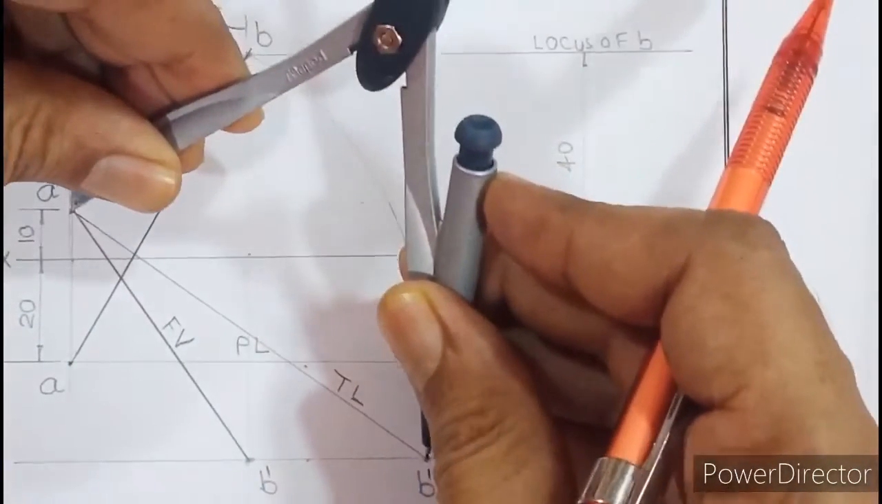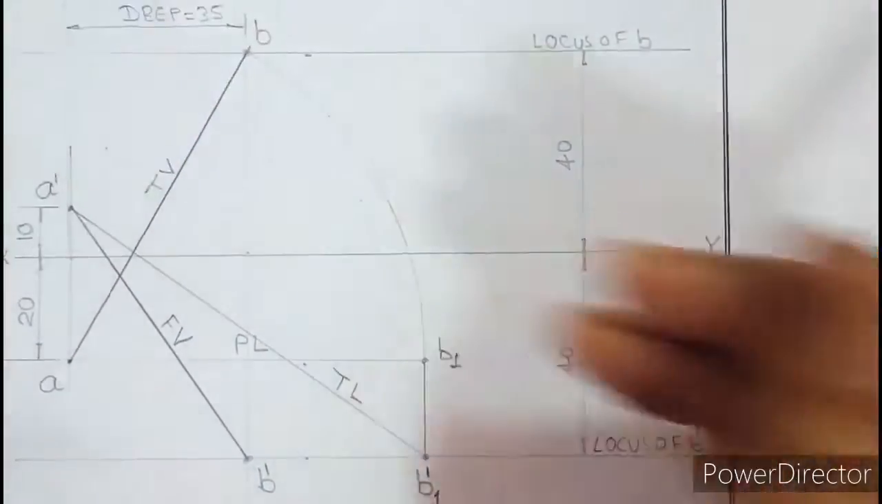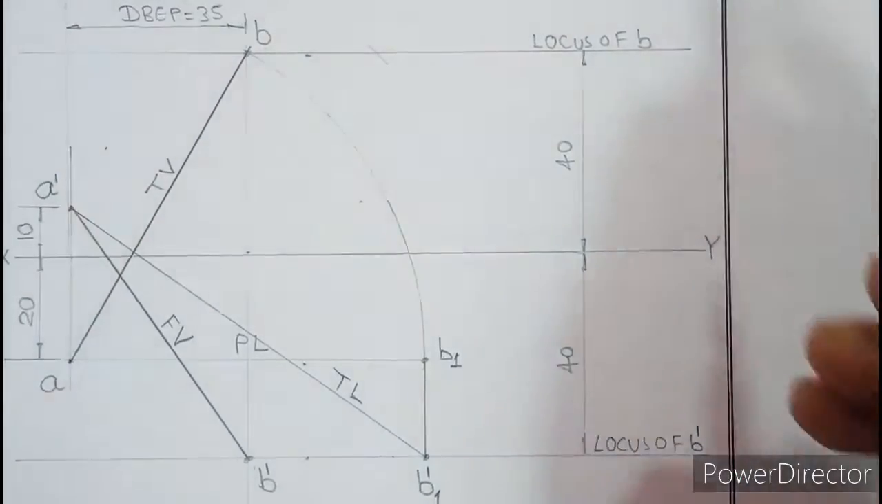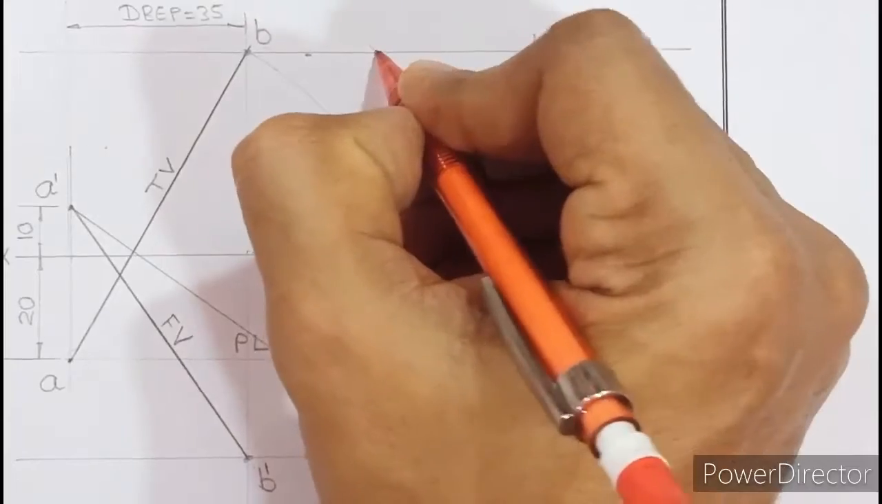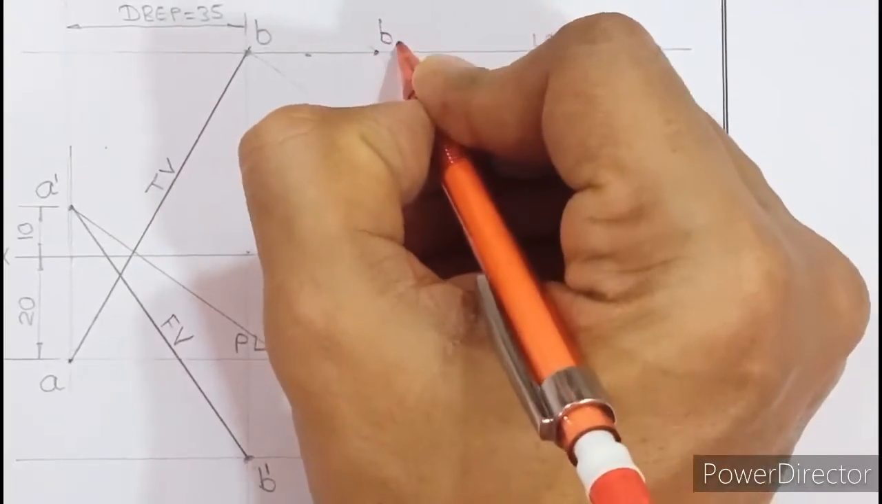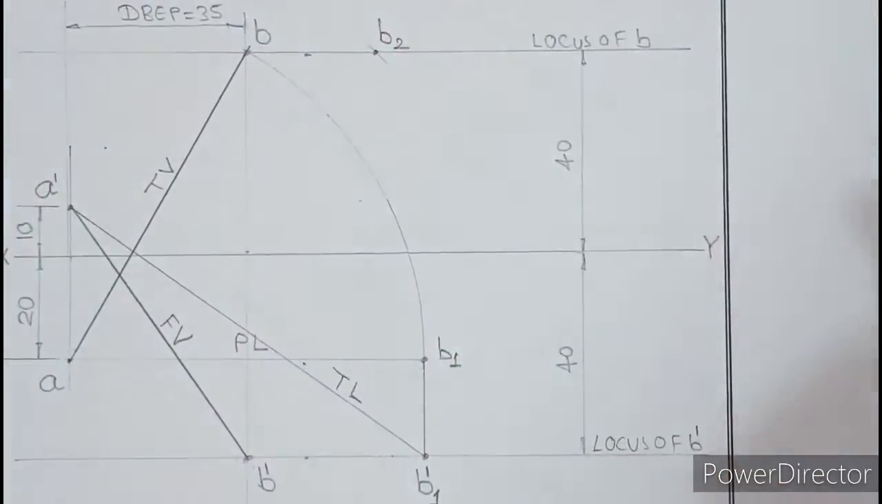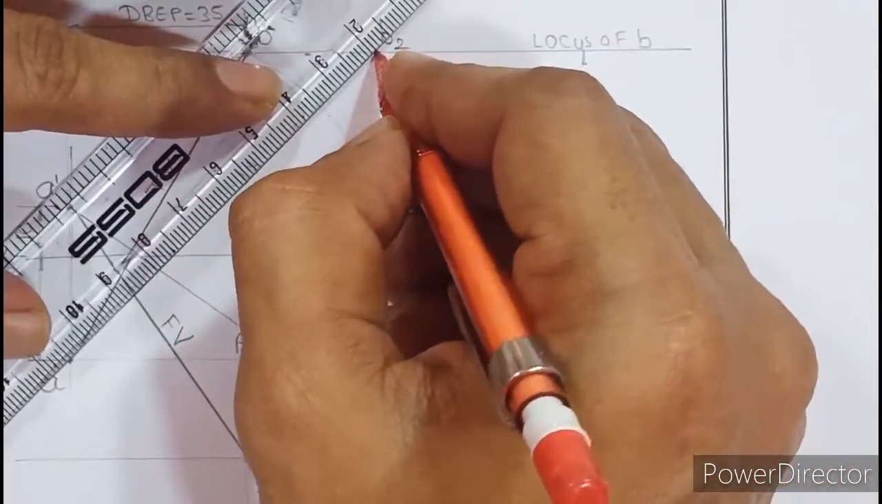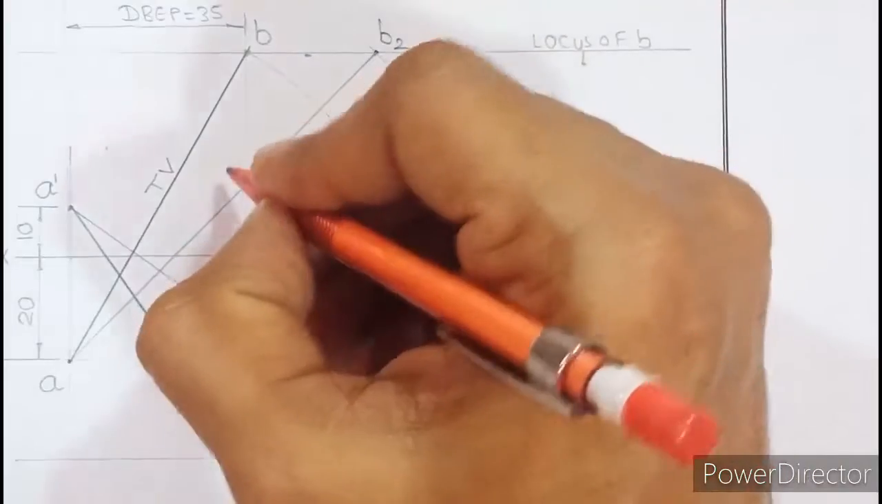So once you get the true length, take the same true length in the compass, and from A, cut an arc on that locus. Wherever it intersects that locus, that point has to be B2. Join B2 with A in medium dark, and you'll get the next true length.